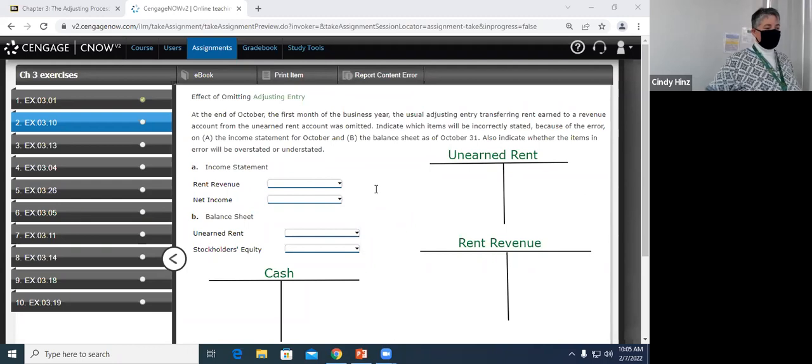I'm going to read what it says happened. I'm going to make up some numbers, put them in the T account so we can see what this would look like. At the end of October, the first month of the business year, the usual adjusting entry transferring rent earned to a revenue account from the unearned rent account was omitted.